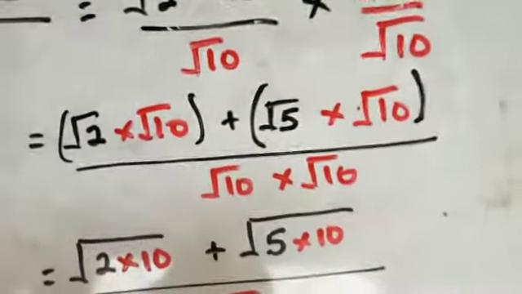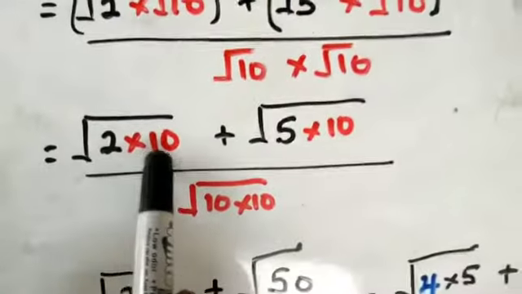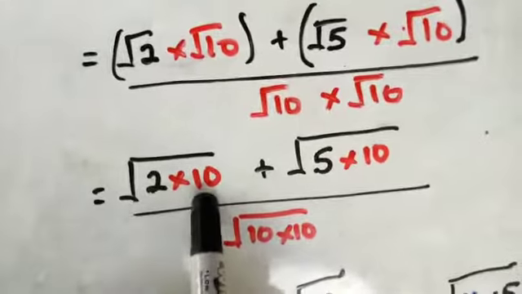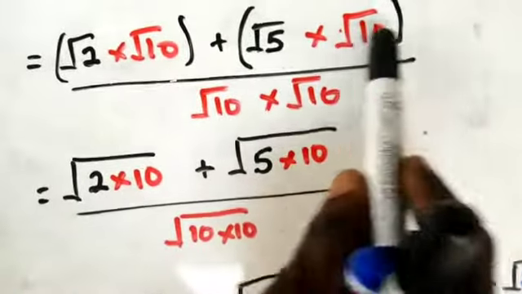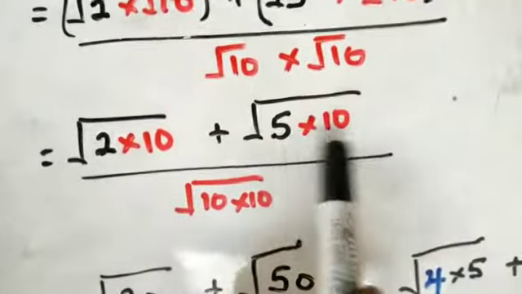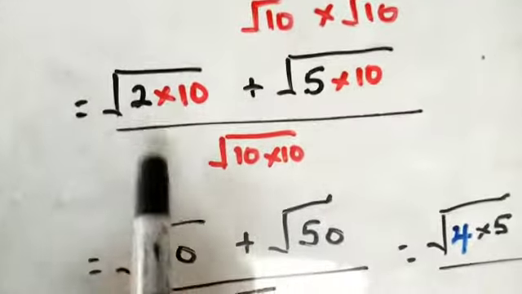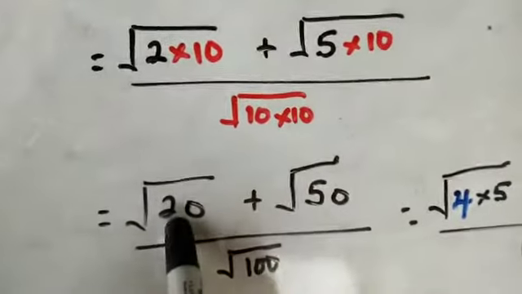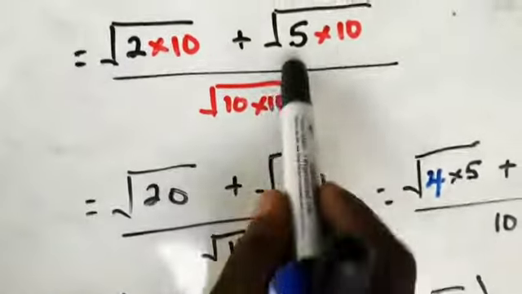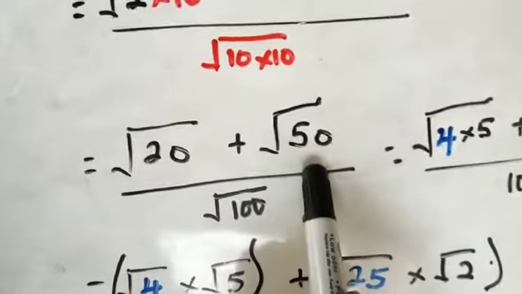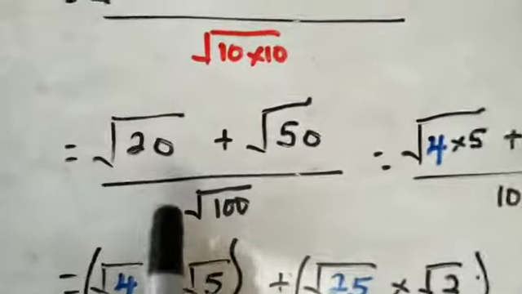When you do your multiplication, you arrive at a point where you get 2 times 10, still under the radical, and then 5 times 10, still under the radical. You can see that, right? Then you do your multiplication. 2 times 10 gives us root 20. We are not doing anything to the radical yet. Then 5 times 10 also gives us root 50, all over root 100.